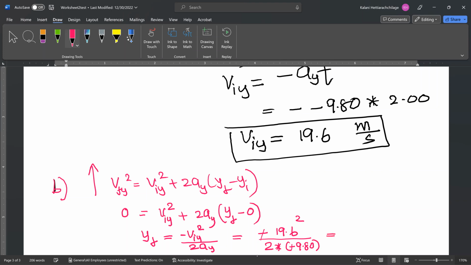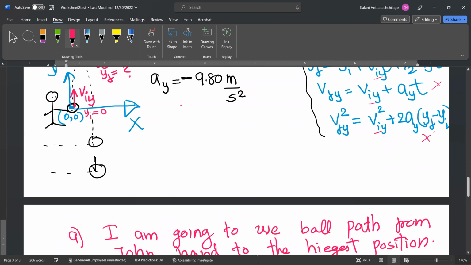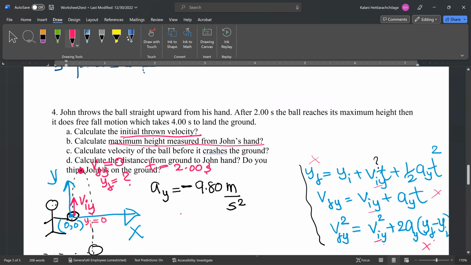Now you can find the answer by putting it into the calculator. So it is 19.6 meters. You see, you get a positive number as you expected. Okay, that is part B. So now we're going to move into part C.